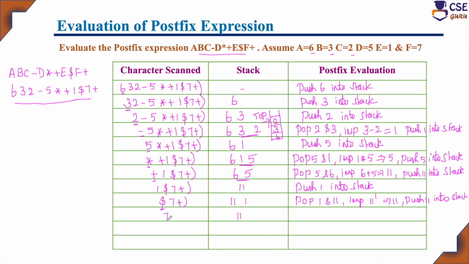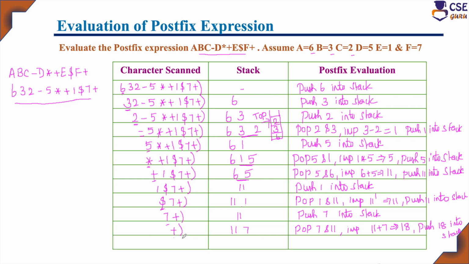Next, the remaining input characters are 7 plus closed parenthesis. The next input character is 7. 7 is an operand, so you have to push 7 into the stack. Now 11 is at the bottom, 7 is at the top. The remaining input characters are plus and closed parenthesis. So plus is an operator. Pop the top two elements, that is 7 and 11, and implement the corresponding operation. Operation here is addition. So here 11 plus 7 you will get as 18. So now you have to push 18 back into the stack.